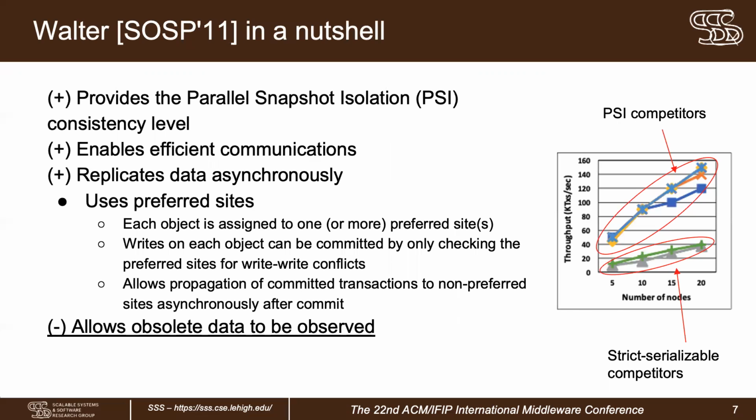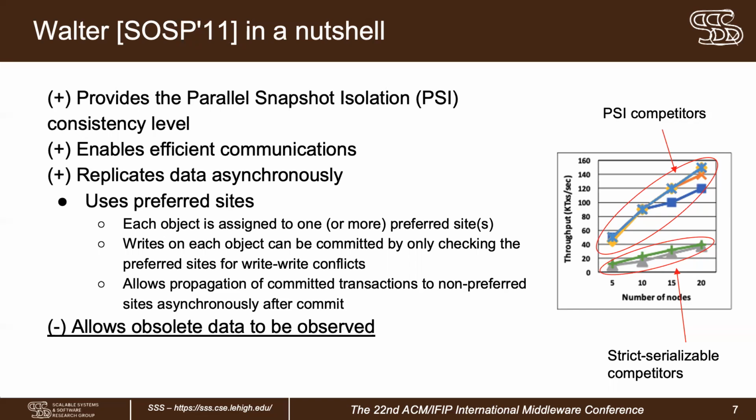Before going to the details of our work, let's see one of the state-of-the-art protocols, Walter, SOSP 2011, in a nutshell. Walter provides parallel snapshot isolation consistency level, or PSI. PSI is a suitable consistency level for social media applications. Walter, by using PSI, enables efficient communications. This efficiency comes from replicating data asynchronously.